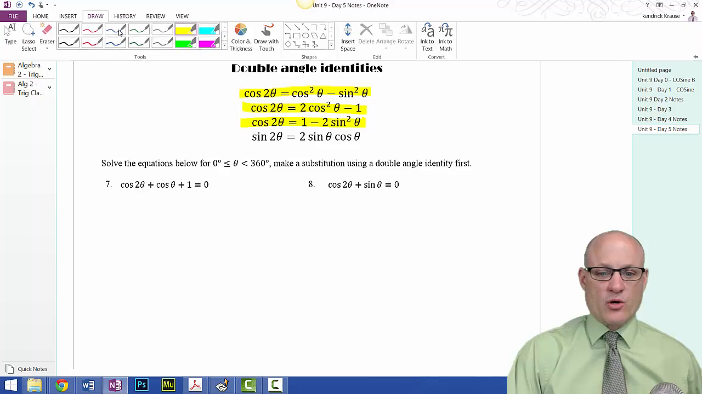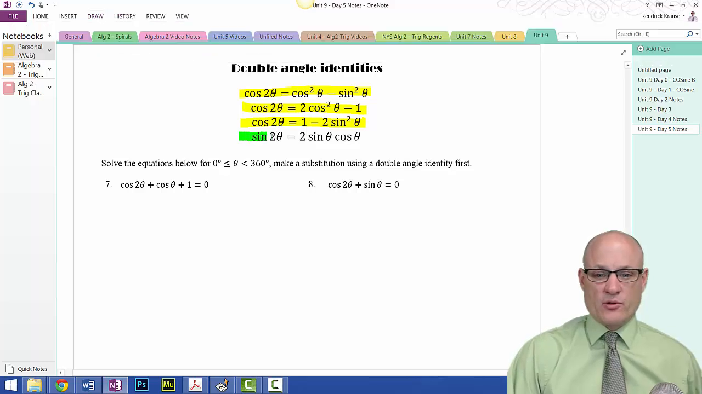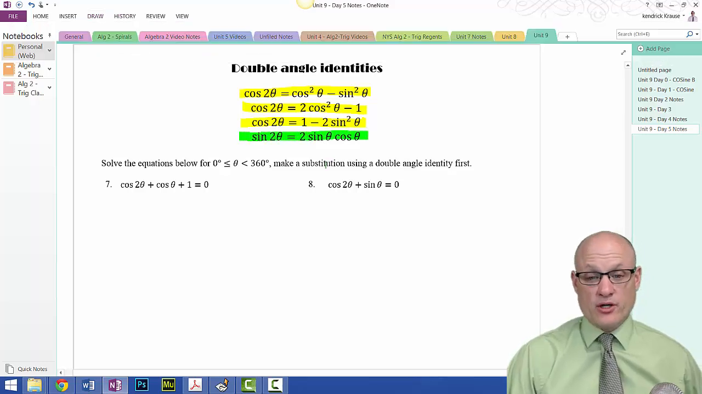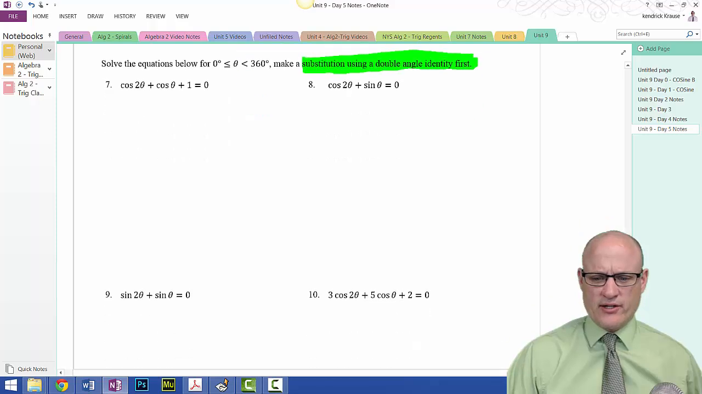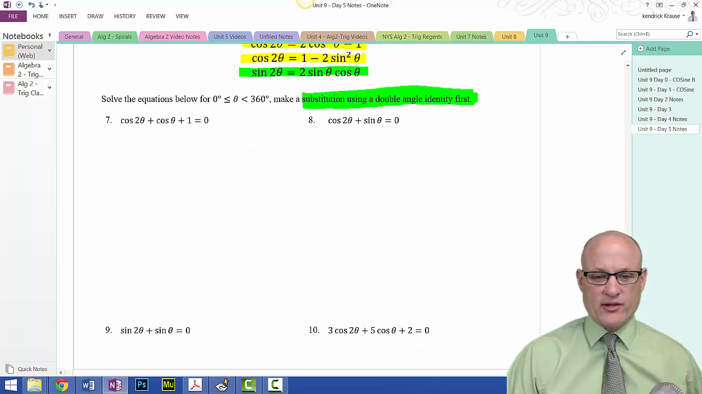And then we've got the double angle formula for sine. And we're going to use those. So what we're going to do now is make a substitution using the double angle formula first. We might have to also sub in using the trigonometric identities from before, but I don't think so. Let's see how we do. I don't see any squares. Actually, I don't think I see any squares in any of these problems. That makes things nice.